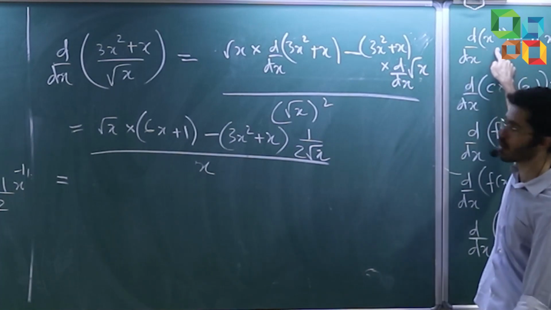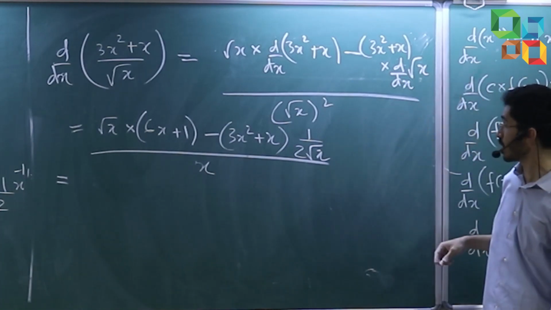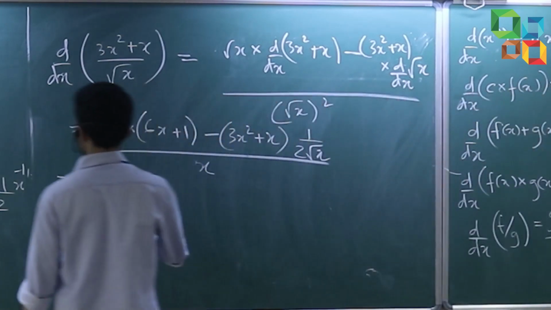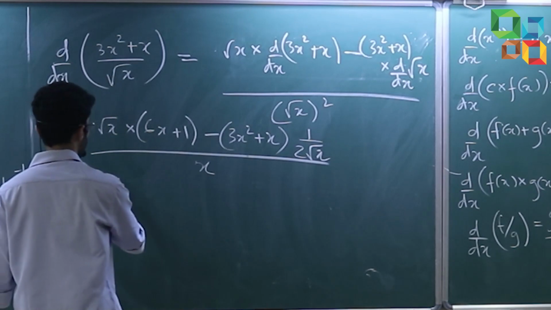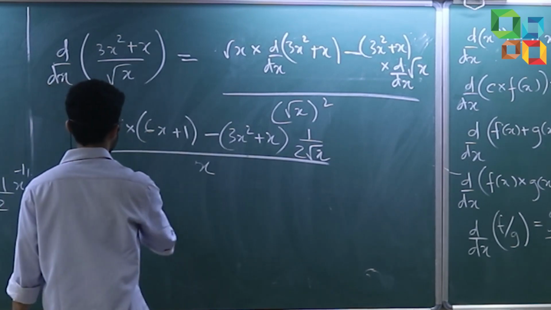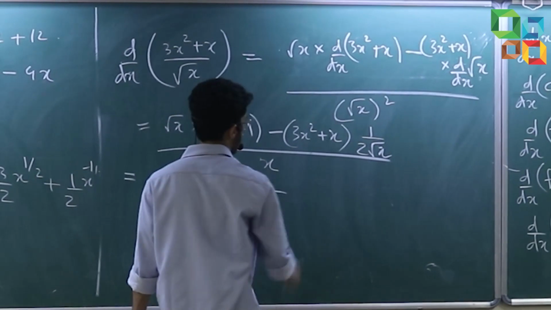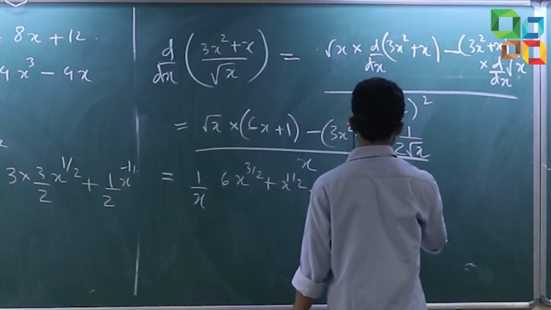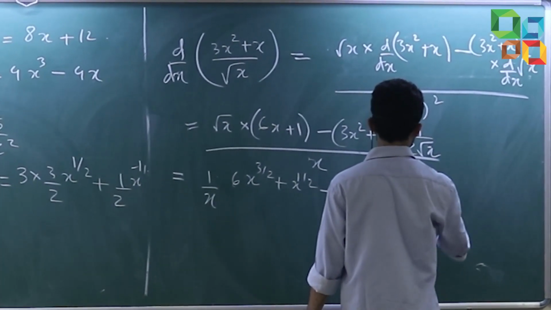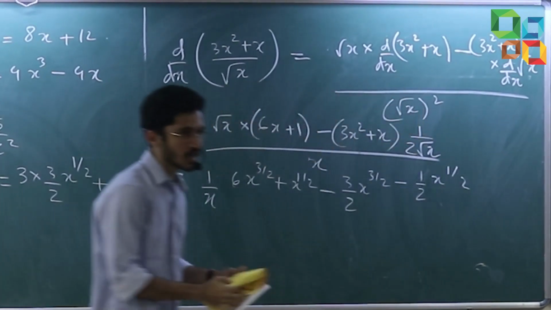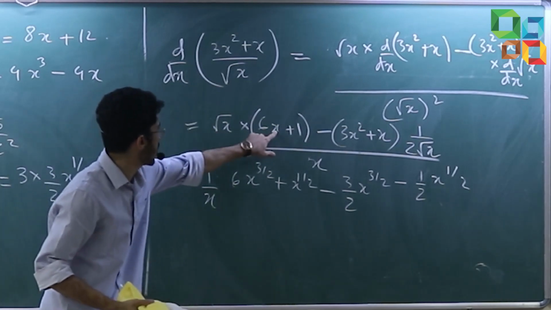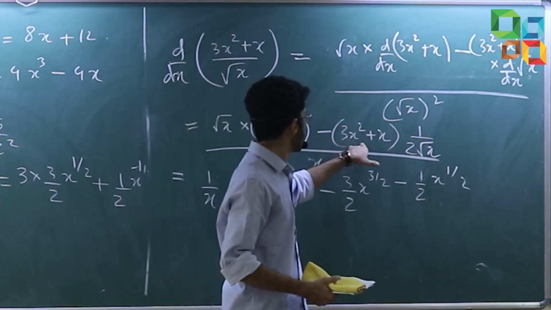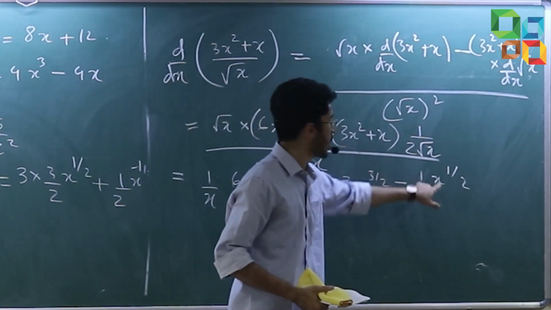Find derivative of root x. Use the formula, you get 1 by 2 x power minus 3 by 2. Sorry, 1 by 2 x power minus 1 by 2. Okay, so this is the answer. Now you get, let's expand this. So 1 by x I'll take out, 6x power 3 by 2 minus 3 by 2 x power 3 by 2 minus 1 by 2 x power 1 by 2. Just look at the powers, keep track of the powers. Okay, x power 1 plus 1 by 2, 3 by 2, x power 1 by 2, 3x power 3 by 2, x power 1 by 2.